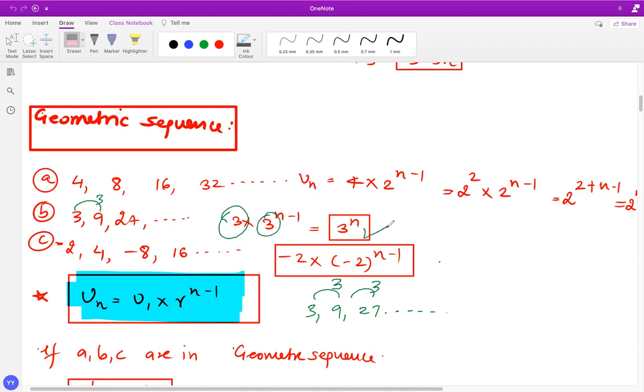And if I simplify it using the indices property, 3 times 3 to the power n minus 1 is 3 to the power n. So that's how you find the nth term of a geometric sequence.